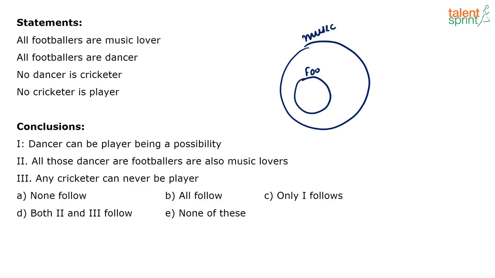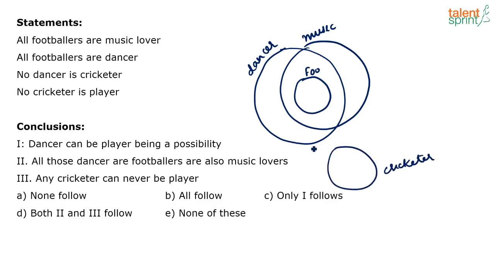Now I don't know where to represent this dancer set, right? I'm just going to represent it like this. I don't know if it is inside this music set or outside it, so I'm doing a minimal overlapping like this, and I'm going to say this is going to be dancer. Okay, all footballers are dancers. Now no dancer is a cricketer. No dancer is a cricketer means if there is a set cricketer here, no dancers are cricketers. These two sets are disjoint.